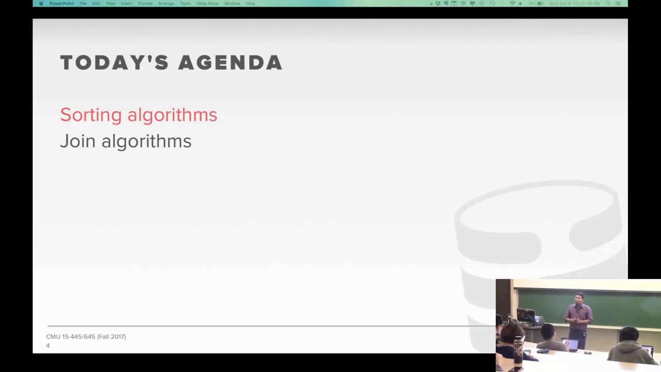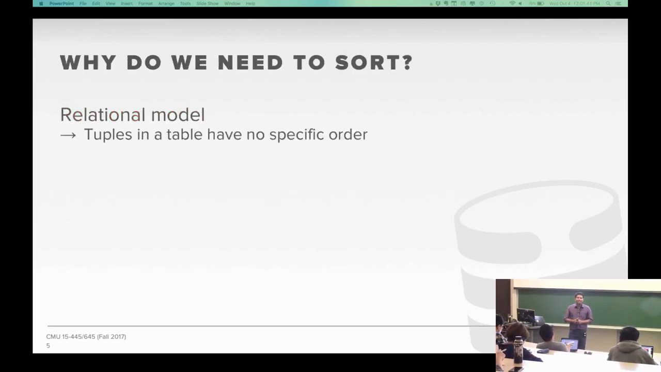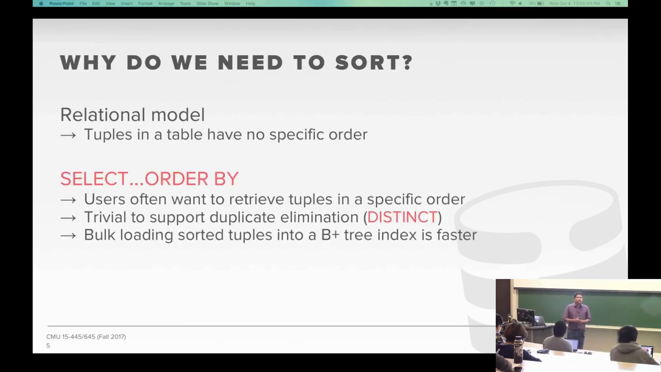So first of all, why do we need to sort? Why exactly do we need to sort the tuples? The relational model that we covered in the earlier lectures does not specify order for the tuples, right? However, users often want to retrieve the tuples from the table in a specific order, right? And it is also trivial to eliminate duplicate tuples by making use of the sorted order, okay? So you can use it to execute queries with the distinct clause.